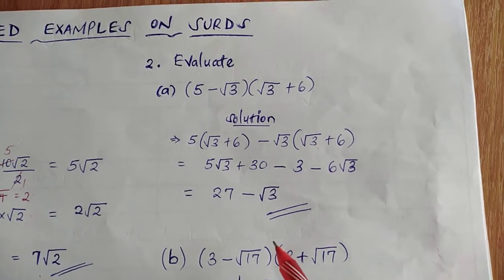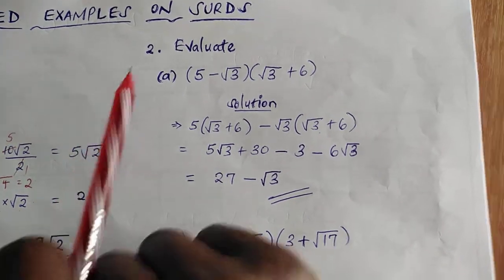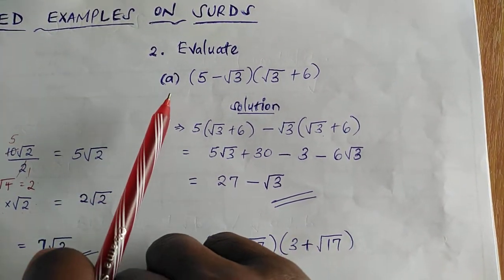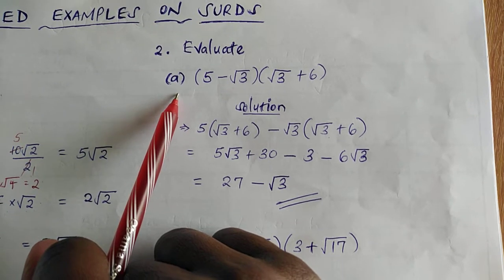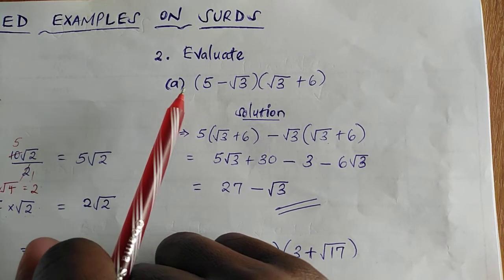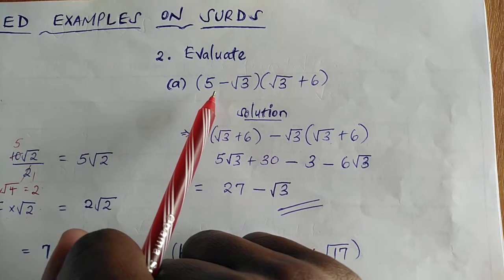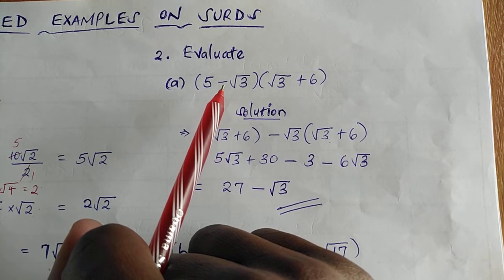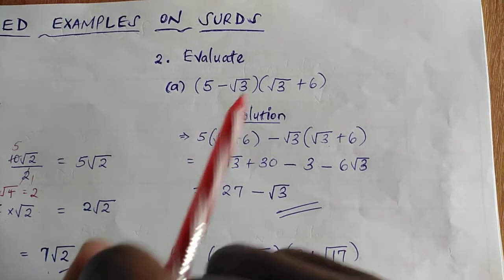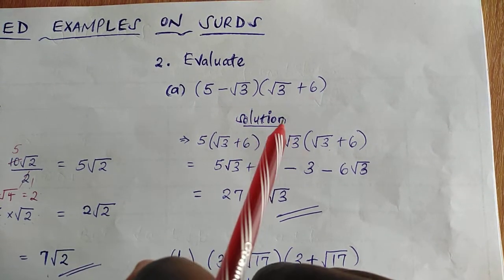Moving on, let's look at another example here where we need to evaluate. Given a set like this, this falls under multiplication of surds. This is 5 minus root 3 in bracket multiplied by root 3 plus 6.